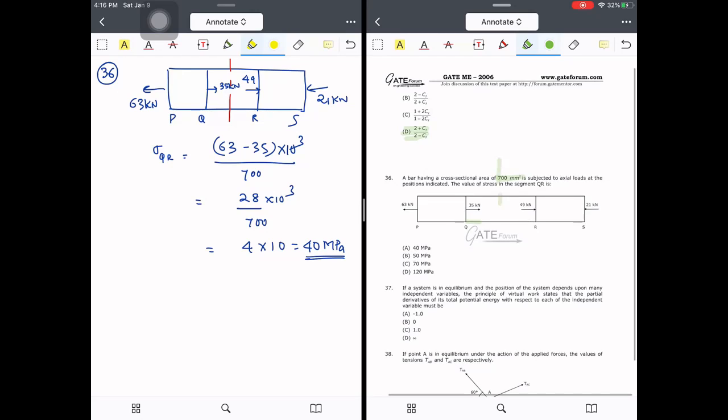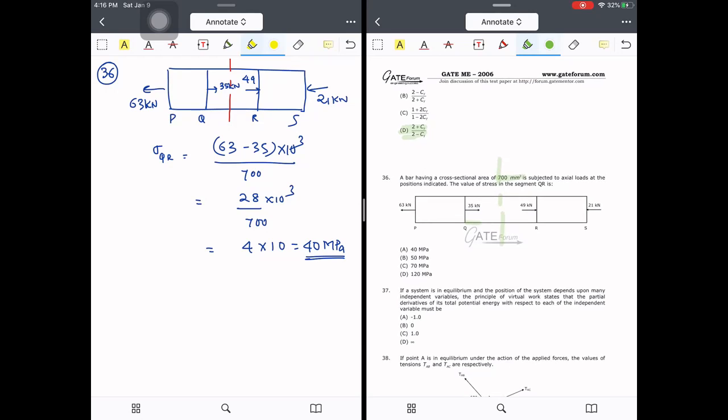Question number 36. The bar having a cross section of 700 mm square is subjected to axial load at a position indicated. The value of the stress in the segment QR. So what I will do, I will take a cross section and take the free body diagram. Looking at this question, I can easily find that the stress acting here is 63 minus 35 in tensile direction, because it is away from this, so it is actually elongating. So the value of the stress is 63 minus 35 divided by this cross sectional area.